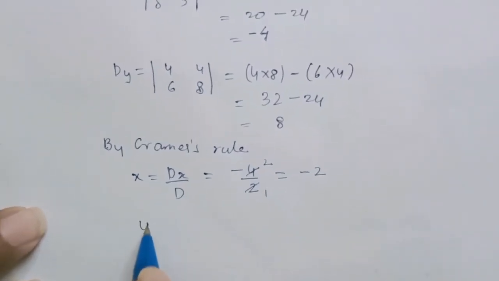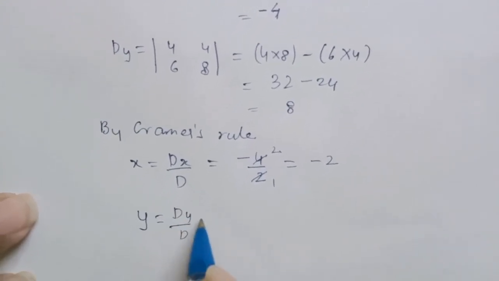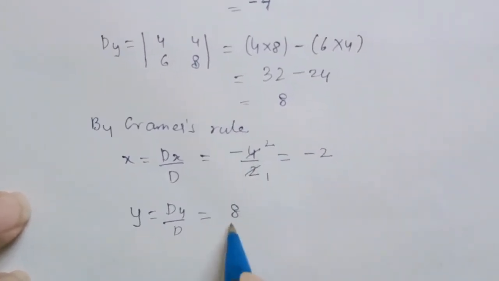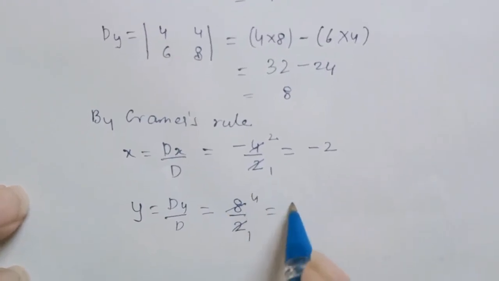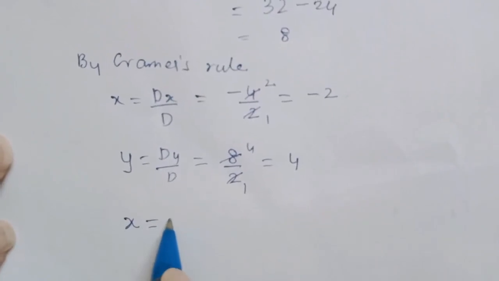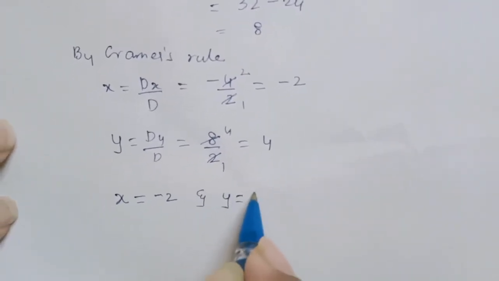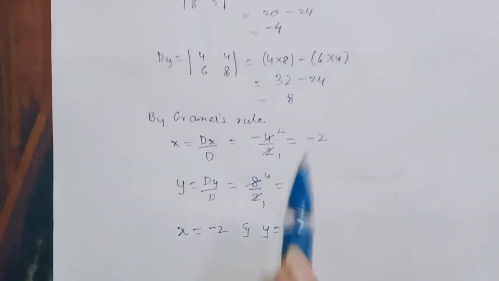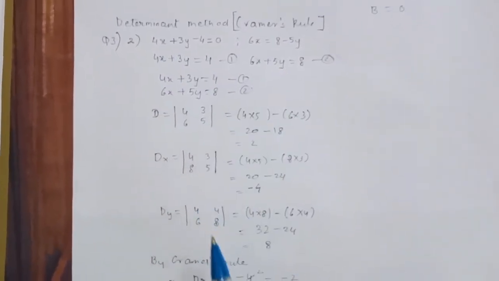To get the value of y, the formula is dy upon d. So dy is 8 and d is 2. 2 1s are 2, 2 4s are 8, so the value is 4. So here we got the value of x as -2 and the value of y as 4. In this way we solve simultaneous equations by Cramer's rule.